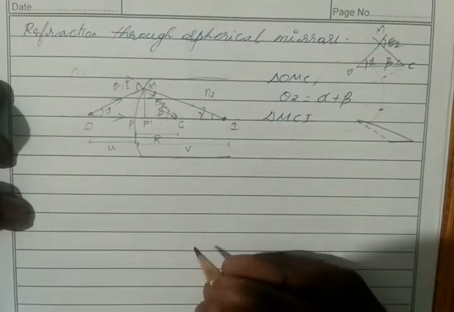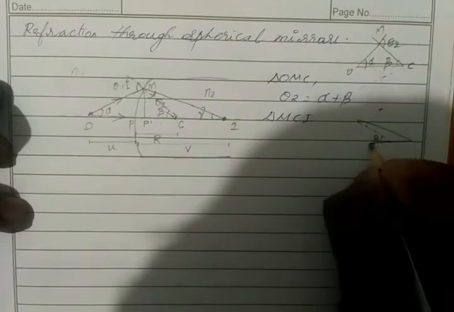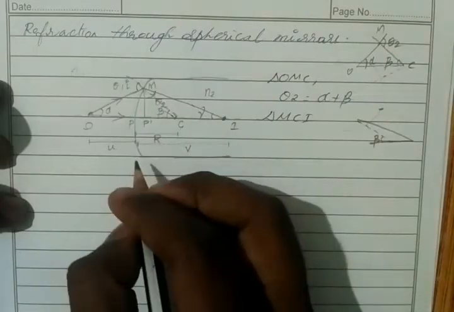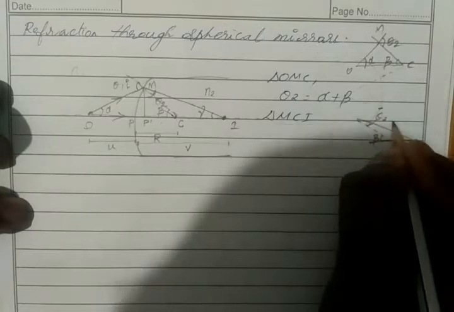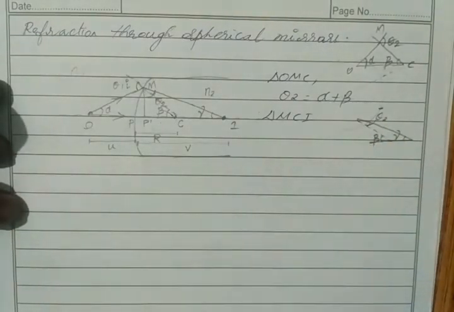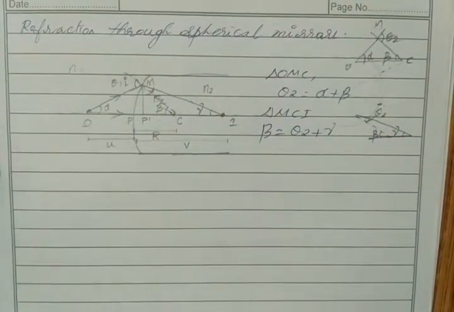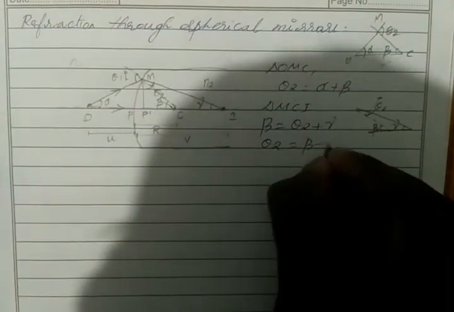Okay, so for triangle MCI, this is our exterior angle beta. So this beta is equal to the opposite interior angles, that is, here we have theta 2 and here we have gamma. So beta equals theta 2 plus gamma. From this equation we take theta 2 equal to beta minus gamma.